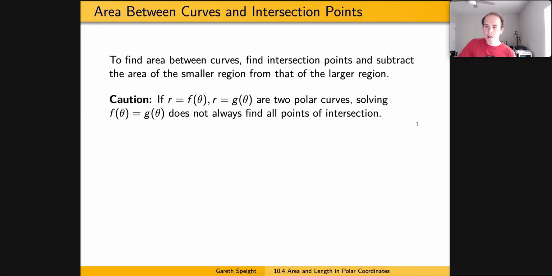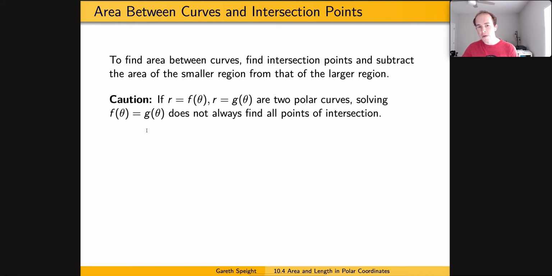But unfortunately, in polar coordinates, if we have two curves, so r equals f of theta, r equals g of theta, solving where f equals g, so solving where they're equal, does not always give us the points of intersection. Unlike back when we have curves y in terms of x and we solved for when the y equations are the same. So why does this happen?